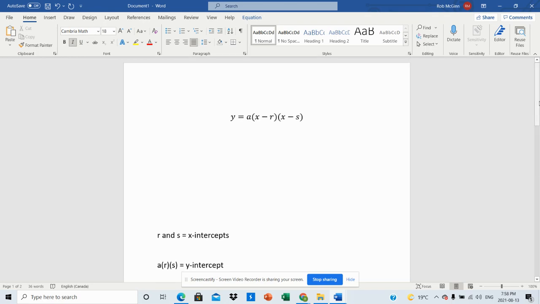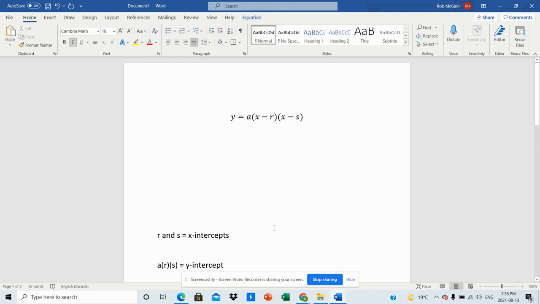All right, so I'm just going to go through a little bit of information about the quadratic relation in factored form. So this is our general factored form up here. Y equals a times (x minus r) times (x minus s). And what we can figure out from our factored form, really quickly, is our x-intercepts. Our x-intercepts are going to be r and s.